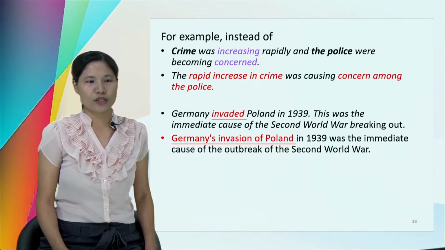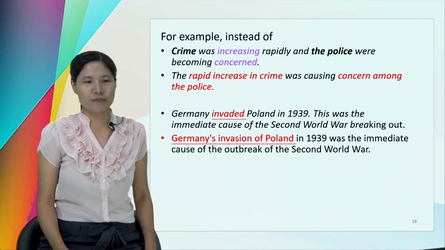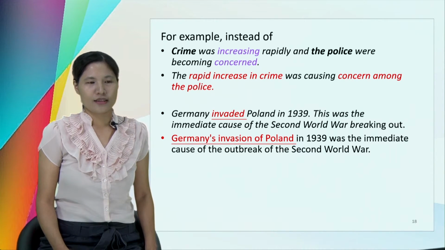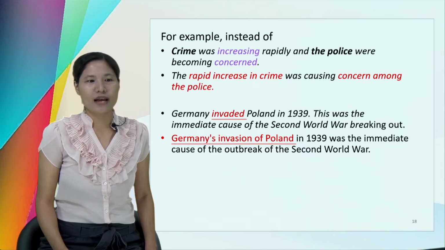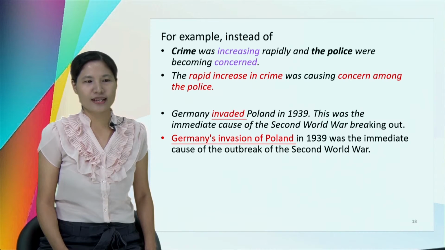Now let me show you another two examples. First, crime was increasing rapidly and the police were becoming concerned. The paraphrase, we say, the rapid increase in crime was causing concern among the police. So here we use the noun form, 用了名词的形式, and then again we focus on the information and combine the two sentences.